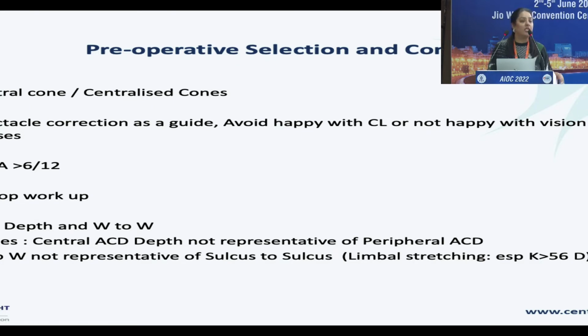So you may see a narrower angle, and the white to white may not be as representative of the sulcus to sulcus, especially with keratometry more than 56, because there is a limbal stretching. So there are some studies which show that especially if you're putting phakic IOLs in patients with higher keratometry, do undersize, because your white to white and sulcus to sulcus is not going to be representative, and this is because the limbus is stretched, but the sulcus may not be as large.